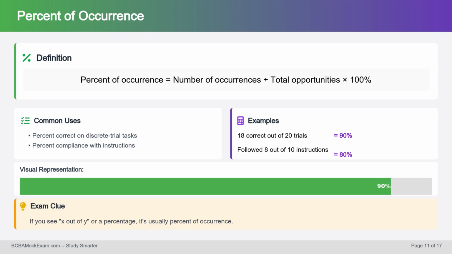Percent of occurrence is calculated by dividing the number of correct or target responses by total opportunities and multiplying by 100. It's common in discrete trial teaching or compliance measurement. Examples include 18 correct out of 20 trials, 90%, or following 8 of 10 instructions, 80% compliance. Any X out of Y, or percentage format, is almost always percent of occurrence.